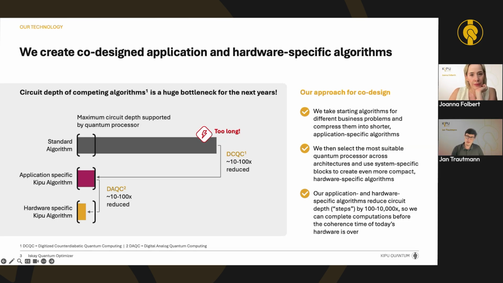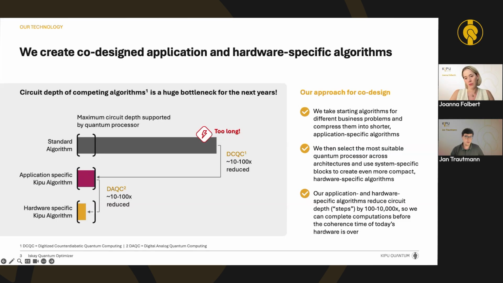So you run your execution. At the end, your execution time is longer than the coherence time, which means you cannot measure anything useful anymore from the quantum devices. We are actually tackling that problem by first making our algorithms application specific. In this step, we also add counter-diabatic protocols into the system, which are resulting in this massive compression that we have shown you here on the slide.